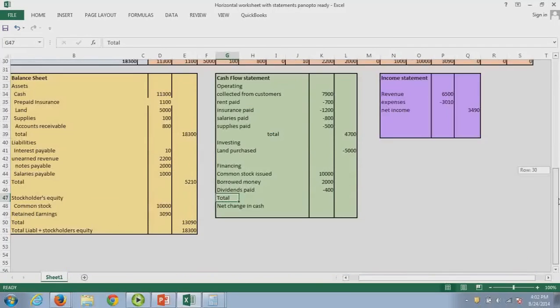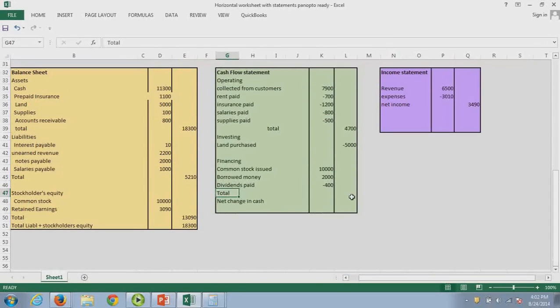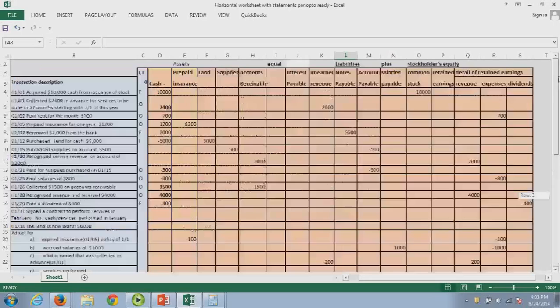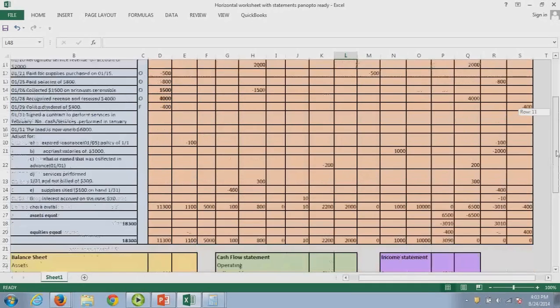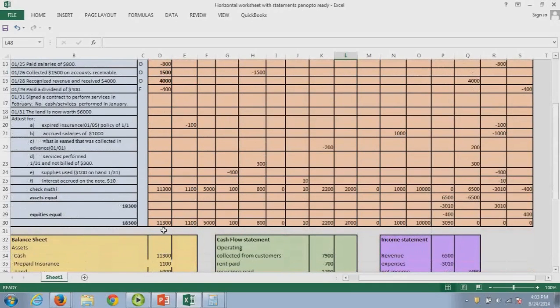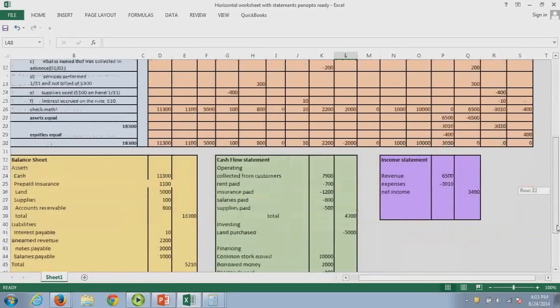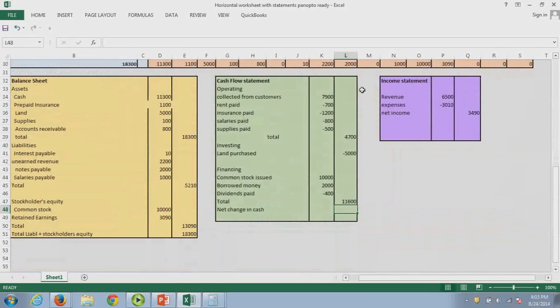Okay, so there's again inflows and outflows. I've got a total. So I need to do an auto sum for that and do 3 items. And then the net change in cash, because we started with a 0 balance, if you remember up here, we started with 0, there's nothing, and we ended with 11,300. So our cash did increase by 11,300. So we would expect this here, hopefully.